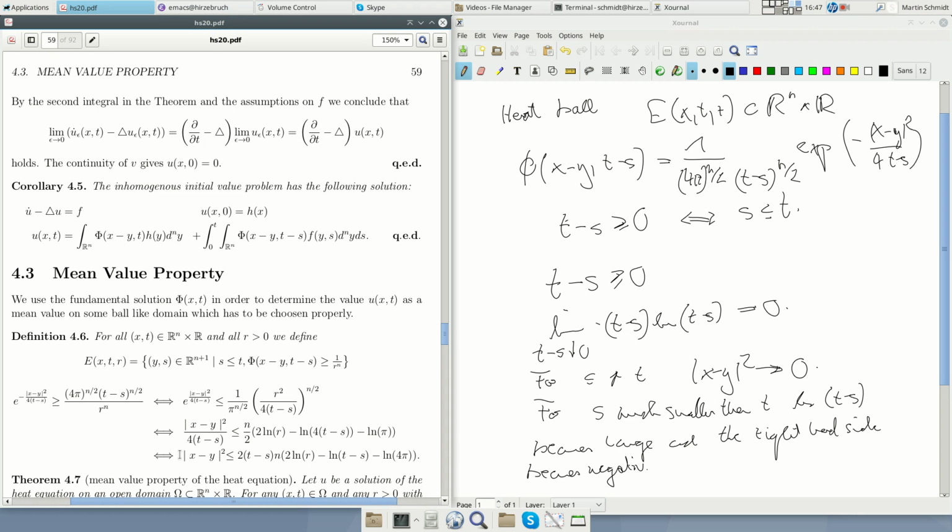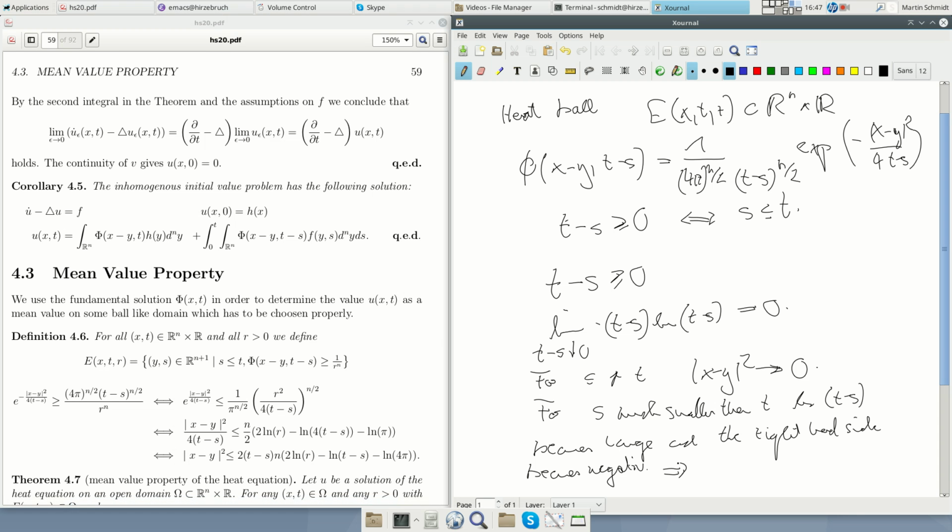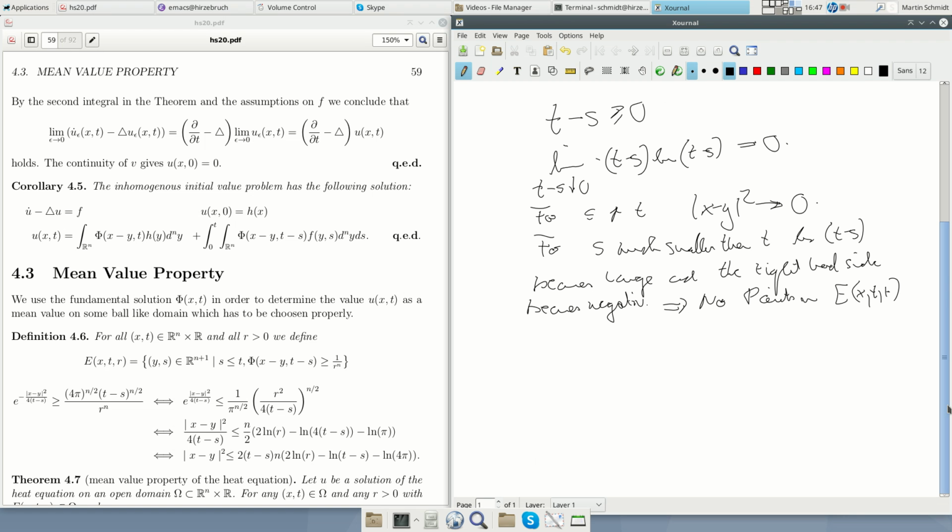So there's no solution anymore, so no points in this ball. Okay, so how this ball looks like, let me draw a picture.